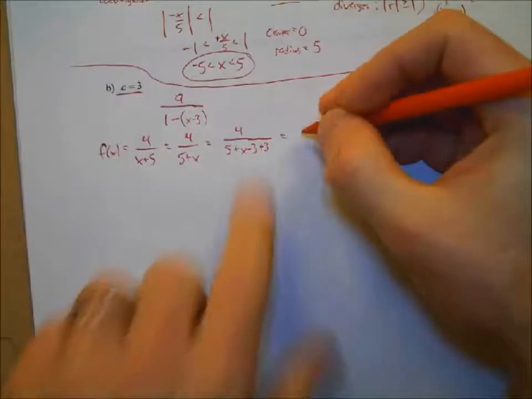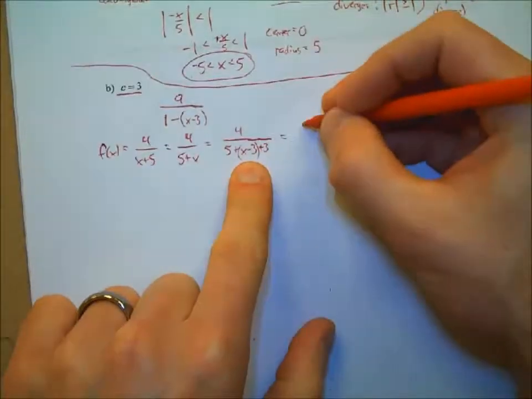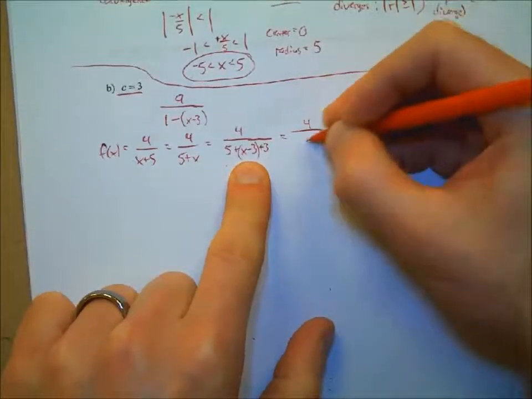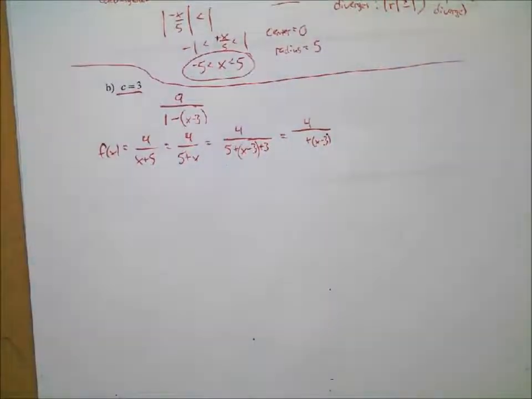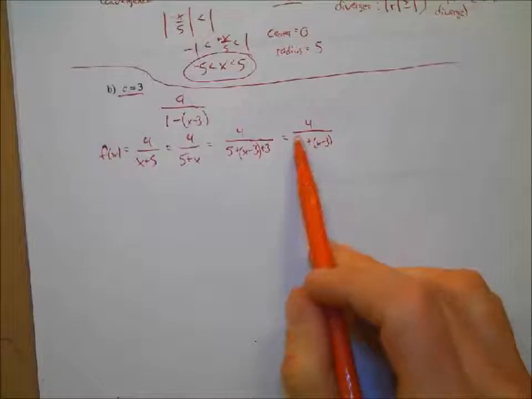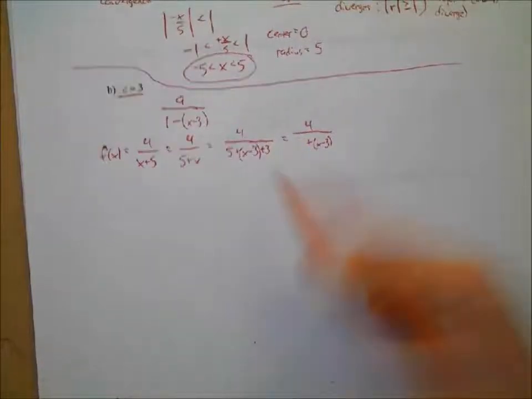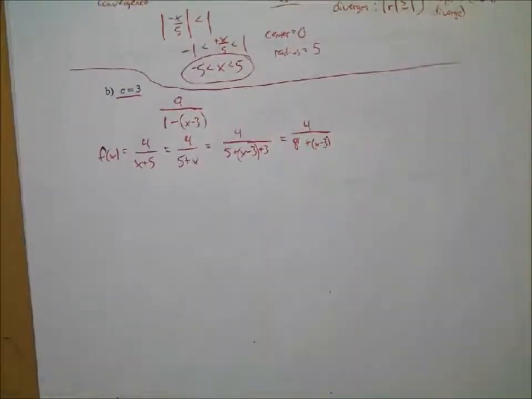Okay, I want this x minus 3 to kind of be grouped together. So I'll have 4 over plus, x minus 3 there. But then what's going to be in front here? An 8, right? Because the 5 and 3 make the 8. So there's that.